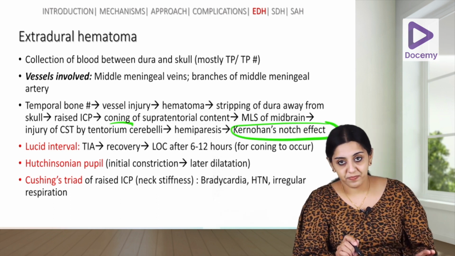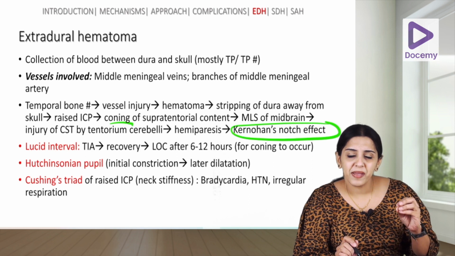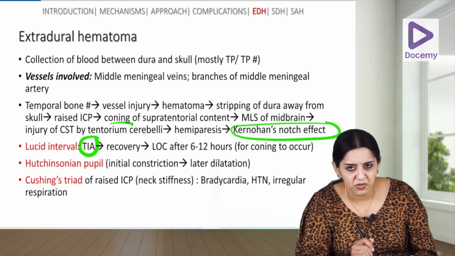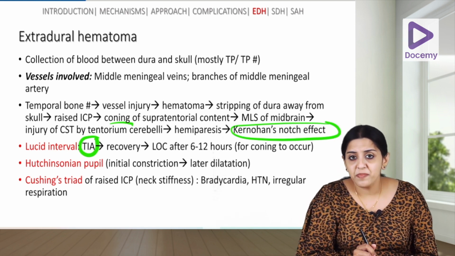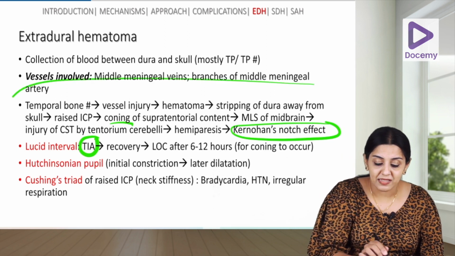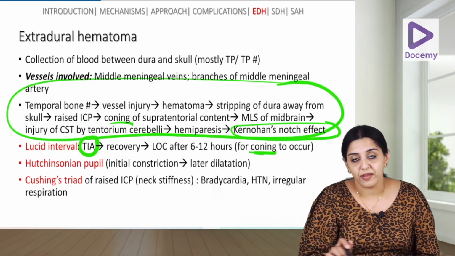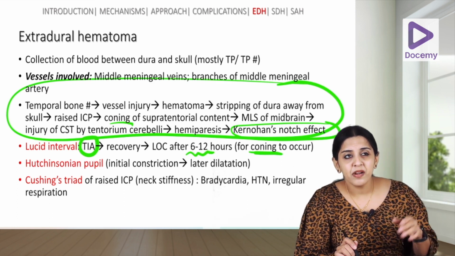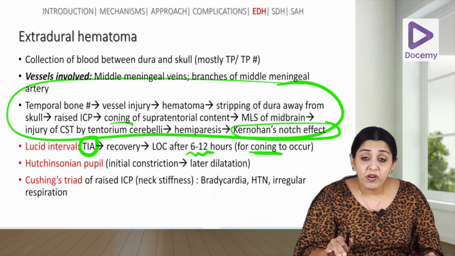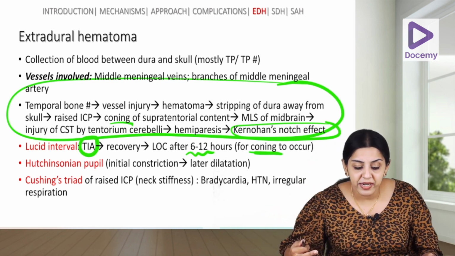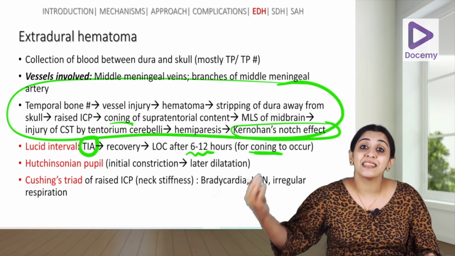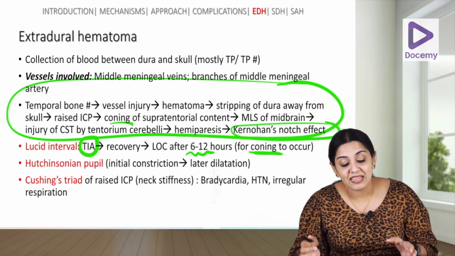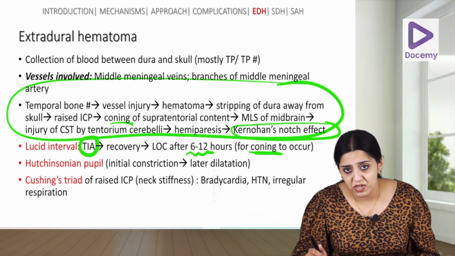What is lucid interval? Lucid interval means, first of all, when the patient develops extradural hemorrhage, there would be only a transient loss of consciousness. But after some time, what happens? After some time, all these things will finally lead on to coning. That will take about 6 to 12 hours. So initially he might have lost consciousness, but after that he is fine. Once coning occurs, his general condition will deteriorate and it will lead on to a second loss of consciousness. So that interval in between two losses of consciousness is called lucid interval, typical of extradural hematoma.